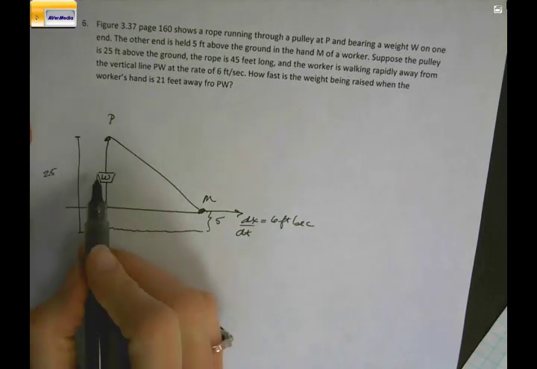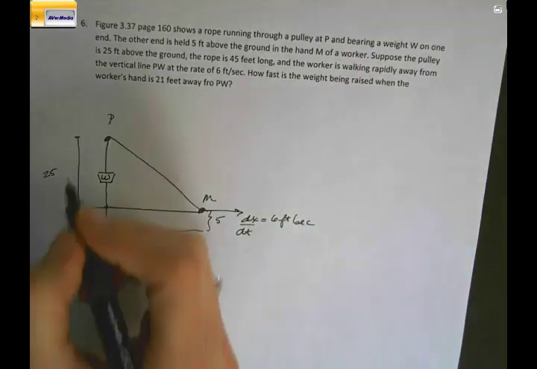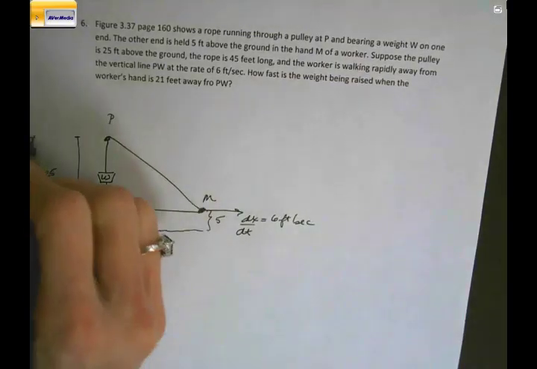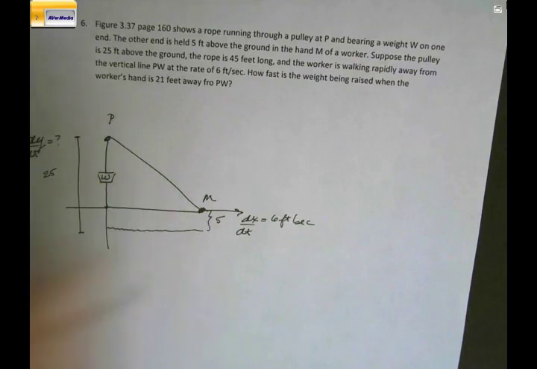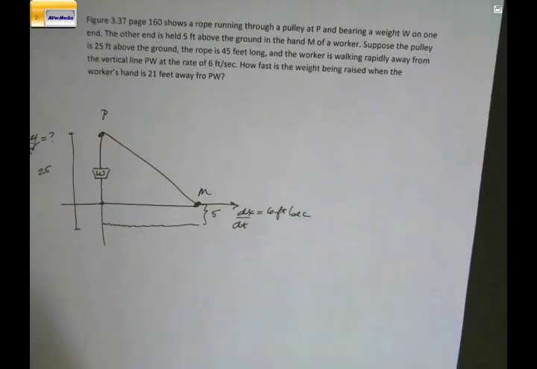Okay. How fast is this weight going up? We'll call that dy/dt. The question is dy/dt. How fast is the weight going up when the worker's hand is 21 feet away from PW? Let me look at this again. Well, 21 feet away from the origin. They keep saying W, but it's coming from the origin. Okay, so here we go.